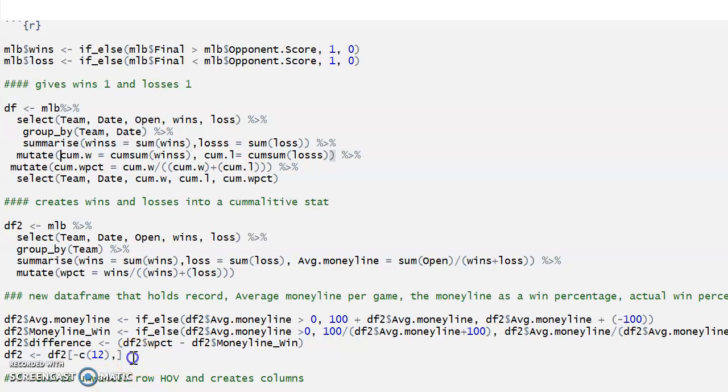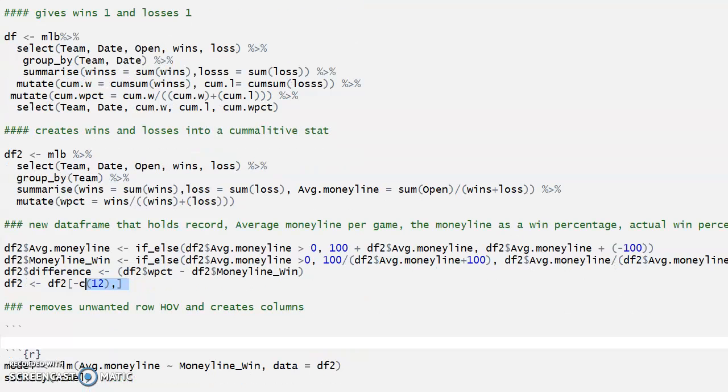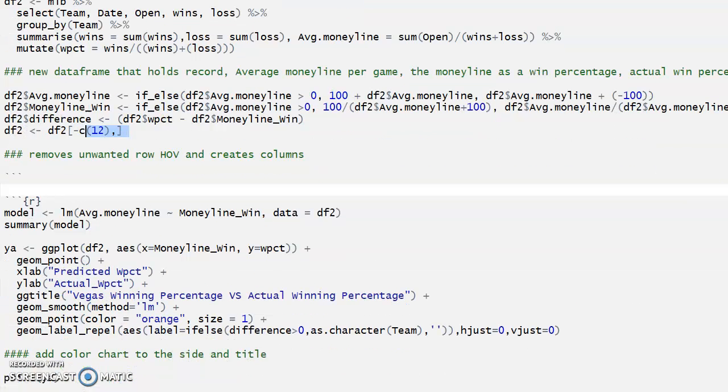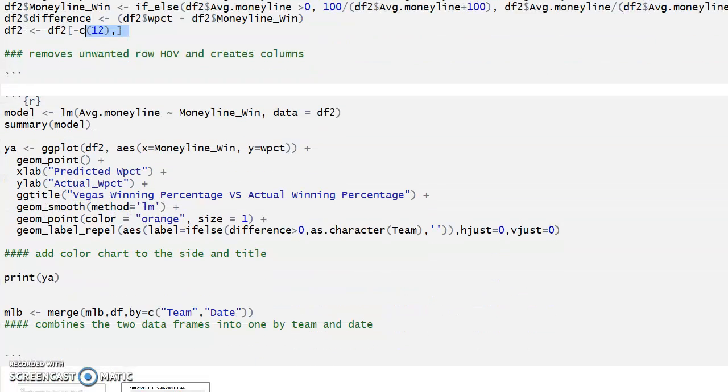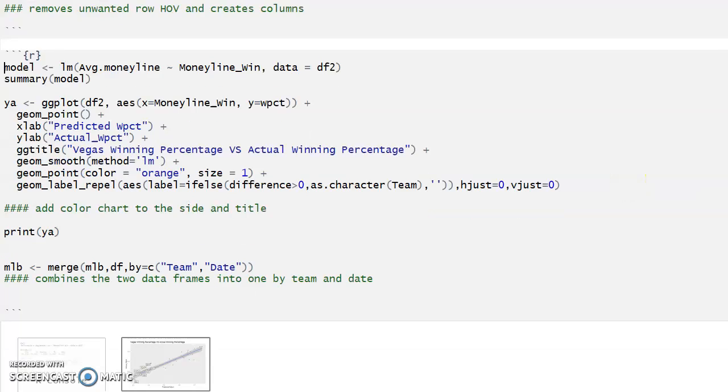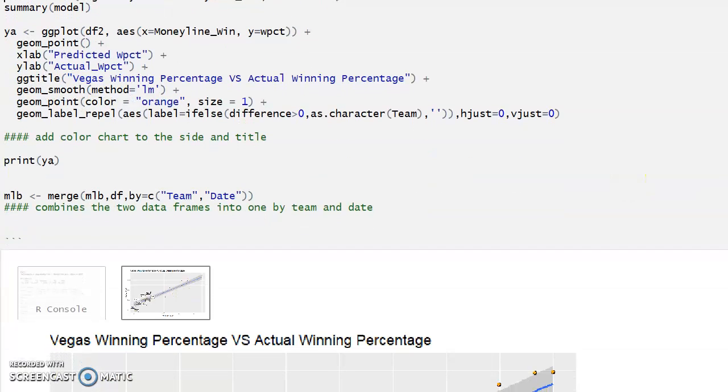And then this bottom line of code just removes a certain row. There was a small miscellaneous game, I believe it was the All-Star game, that was removed just to make it easier to see visually. And then from here I made my linear model. What I weighed was the average money line against the money line win percentage. So basically it was what Vegas predicted over what actually happened.